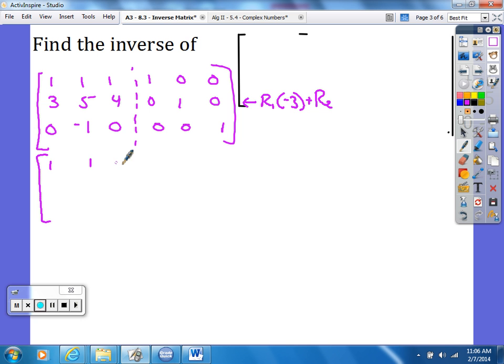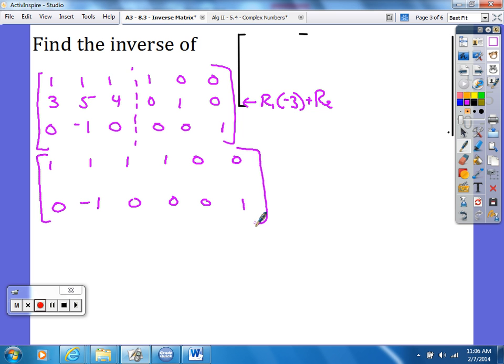1, 1, 1, 1, 0, 0. This one down here will stay 0, negative 1, 0. 0, 0, 1. Oh, I should have probably done something else. What should I have done? Should I do something I could have done that would have made it a lot easier? You want to do that? Or did you already make the 0? Okay, so we'll make the 0.